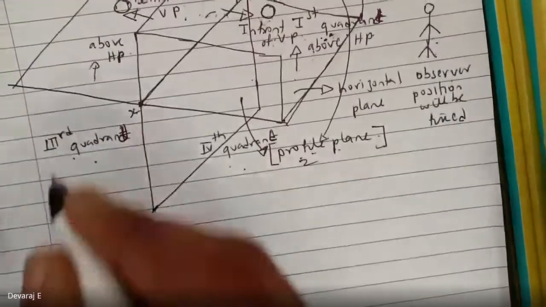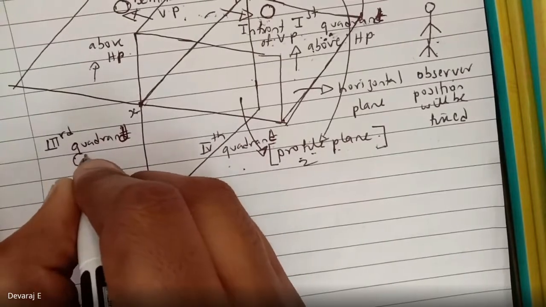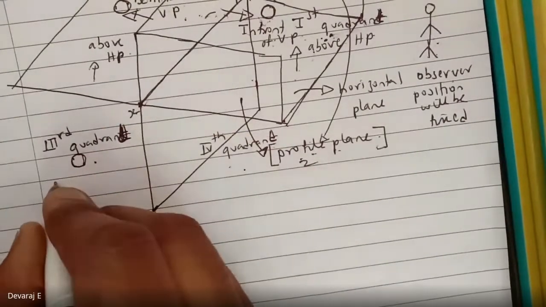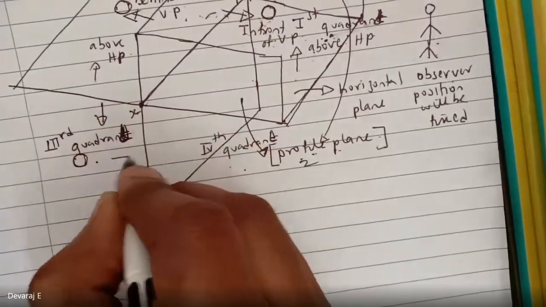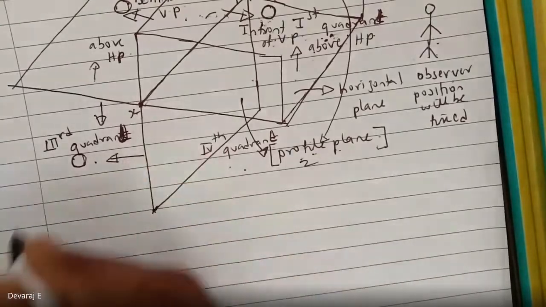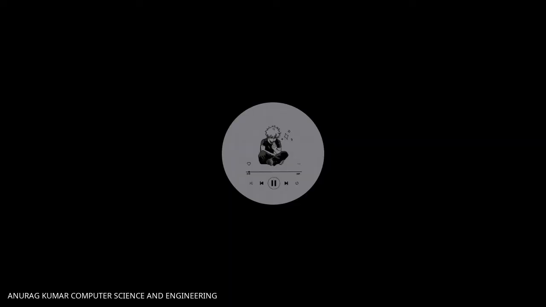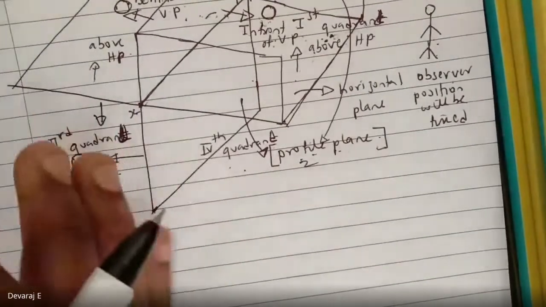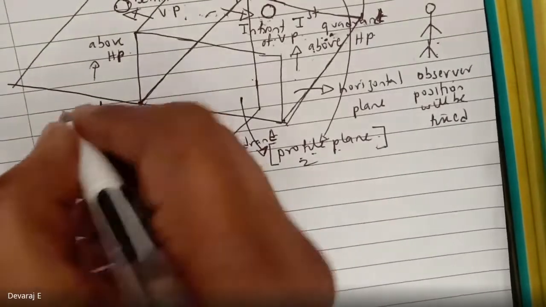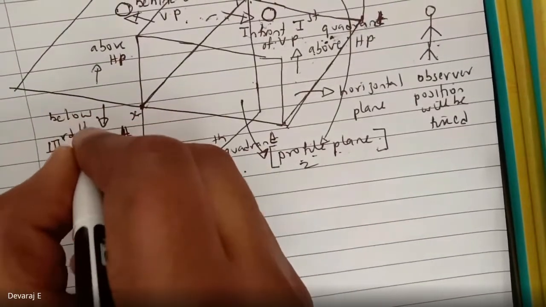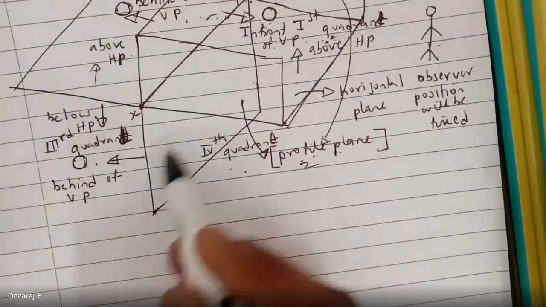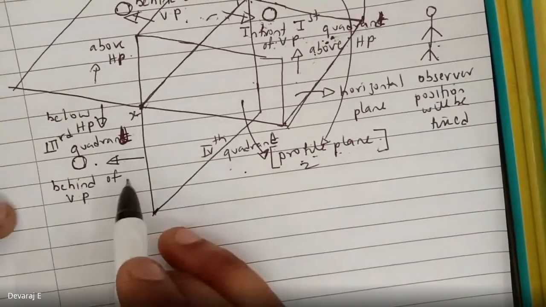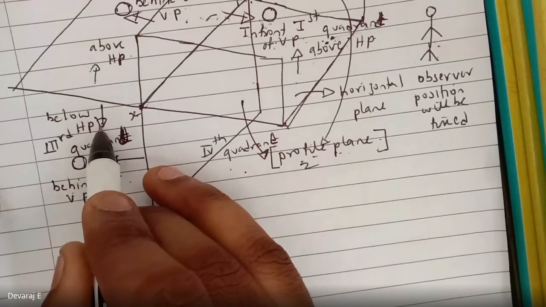So let's see, when you keep the ball in the third quadrant, what happens? Can anyone tell me now? What should you mention with respect to VP and HP? Behind the vertical plane and below HP. The ball is behind VP and below HP, because the ball is below the observer and behind the VP. So behind VP and below HP in the third quadrant.